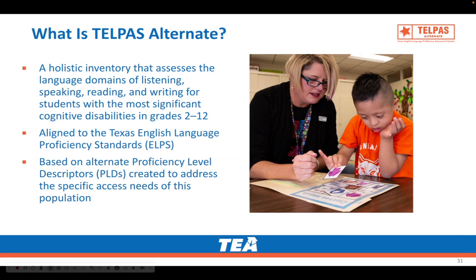It's a holistic inventory. It's basically a 40-question survey that the teacher fills out. The students do not have to do anything with TELPAS Alternate. If you have a kiddo that qualifies for TELPAS Alternate, you will fill out the 40-question survey, 10 questions each for listening, speaking, reading, and writing. You will get with your testing coordinator, and just like STAAR Alt, we will enter the information into the system.